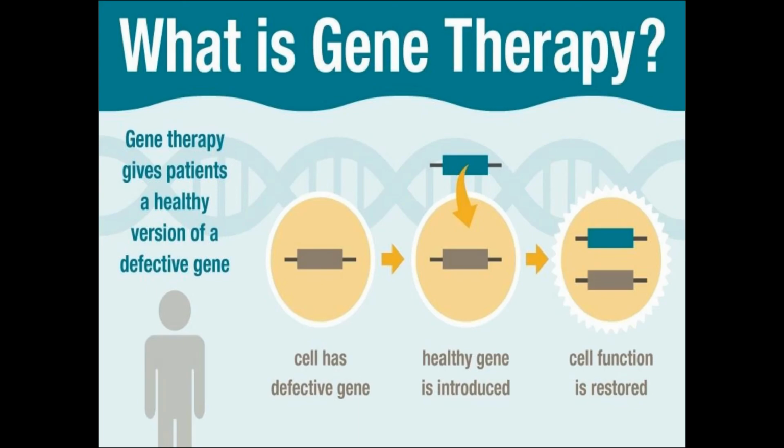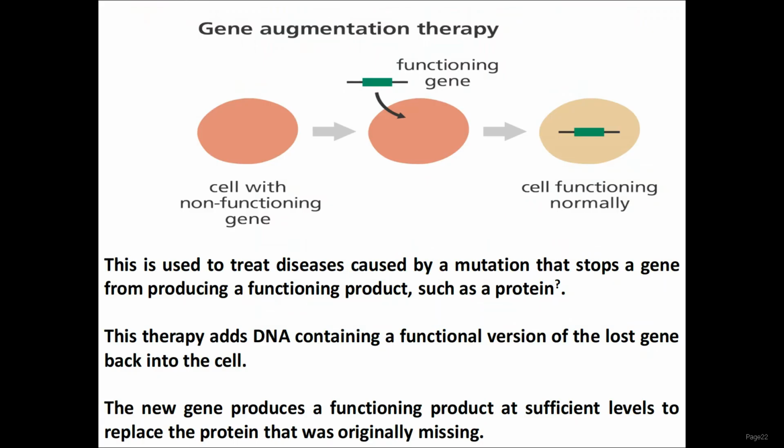Delivery of the normal gene into the cell is normally accomplished by using a vector. So far, patients of cystic fibrosis and hemophilia, which are hereditary diseases of single gene mutation, are corrected or treated by this gene therapy. There are two types of gene therapy. The first one is called gene augmentation therapy, and this is used to treat the disease which is caused by a mutation which stops the gene from producing a functional product such as protein.